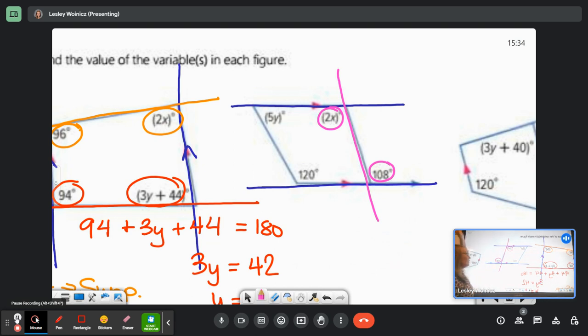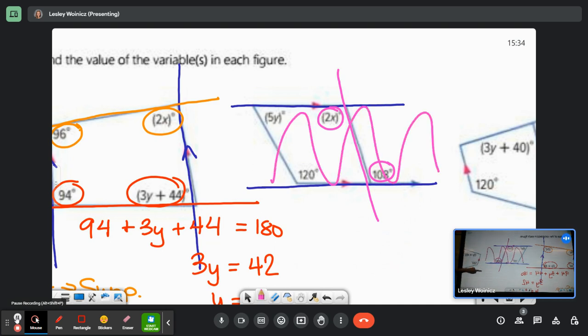How are they interior? One's on the outside, the other's on the inside. Here's my parallel lines. They're both in the interior. Don't look at this line right now. That's our transversal. I thought that pink one was. No, that's our other transversal. Our parallel lines are the blue ones. They're on the interior of the parallel lines and on alternate sides of the transversal. Does everything go in between? For these, yes, because we don't have any out here.